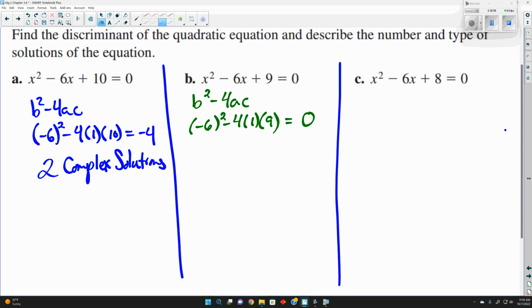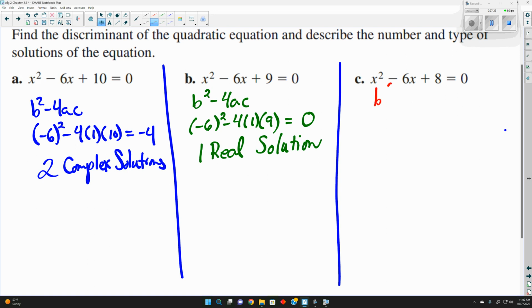Now, since it's 0, we have one real solution. We don't have to put unique, we just have one real solution. I was pointing that out so that y'all know that we still have 2, it's just not unique values.